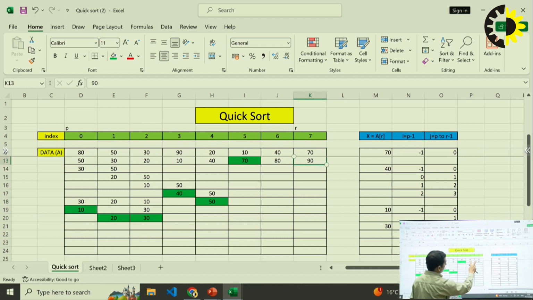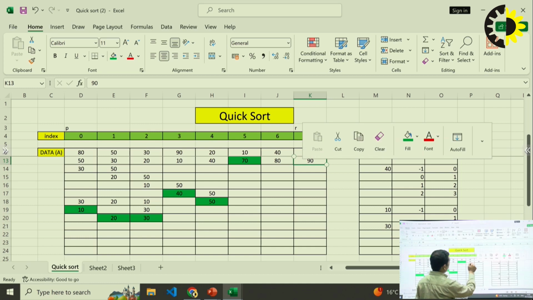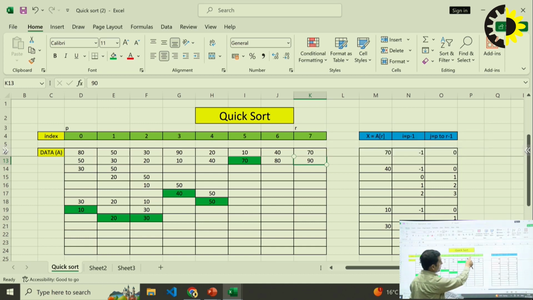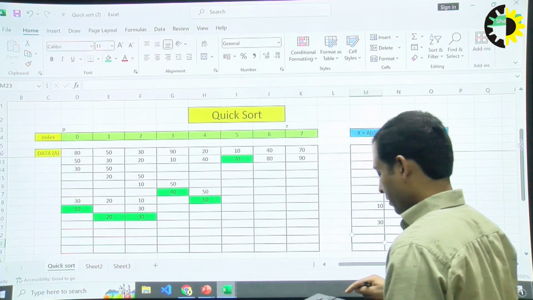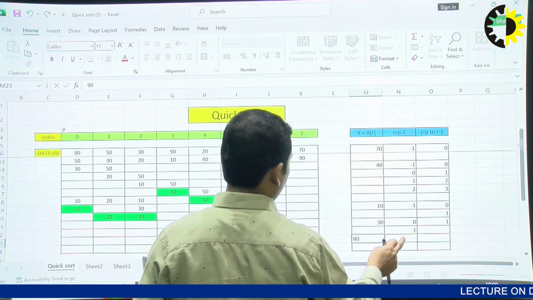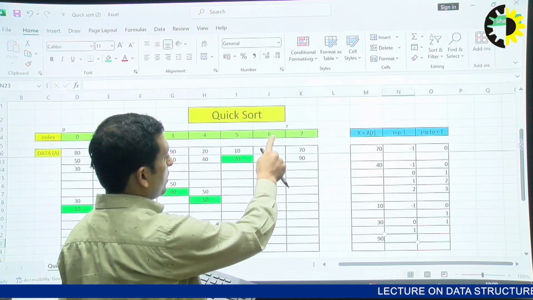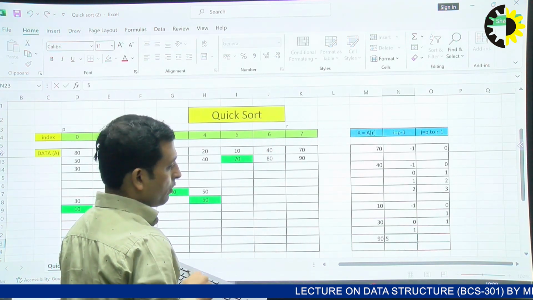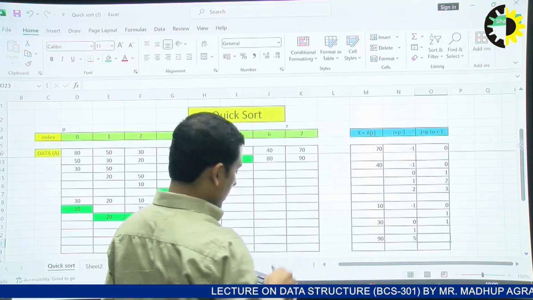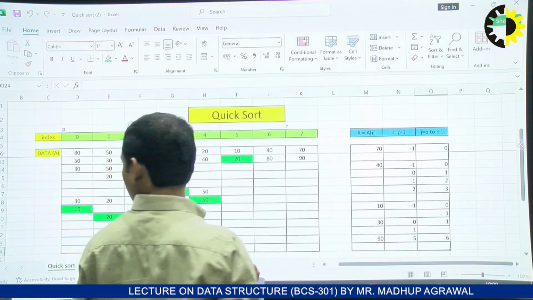Come to the second part of the original array, that is 80 and 90. For the 80 and 90, P, the starting position, is 6 and the end position is 7. Now P is 6 and R is 7. So for this, X is 90. And I is P minus 1. P is 6, P minus 1 is 5. And this is P, that is 6.